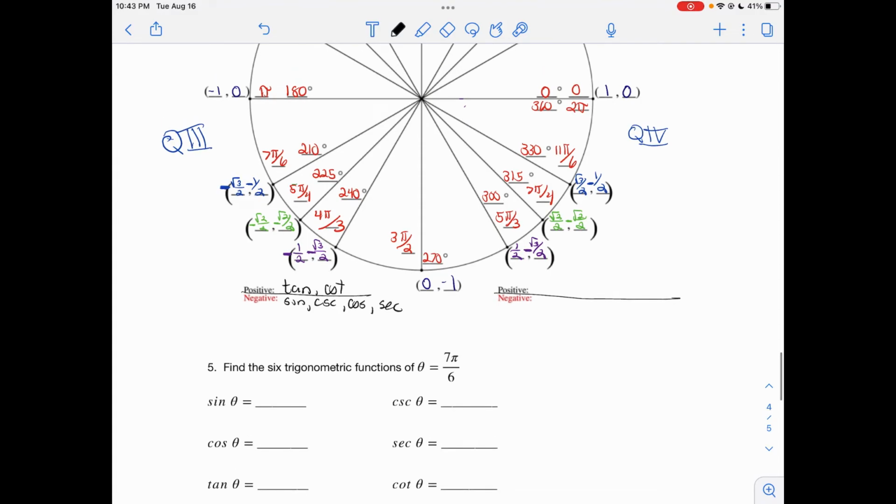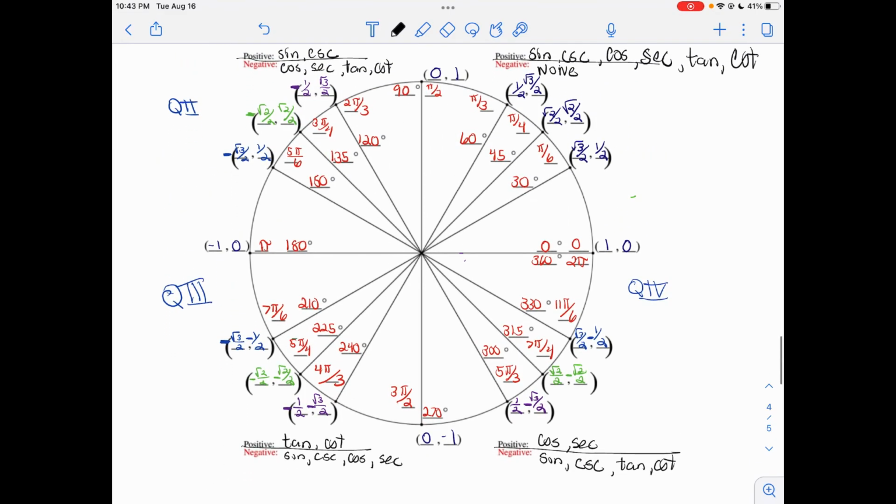All right, for quadrant 4, your y value is negative, so that means sine is negative, and its reciprocal, cosecant, is negative. Your x value is positive, so cosine is positive and secant is positive. And then tangent is y divided by x, so negative divided by positive is negative. So tangent and cotangent are negative. That is your unit circle. Please memorize this and be able to work it.